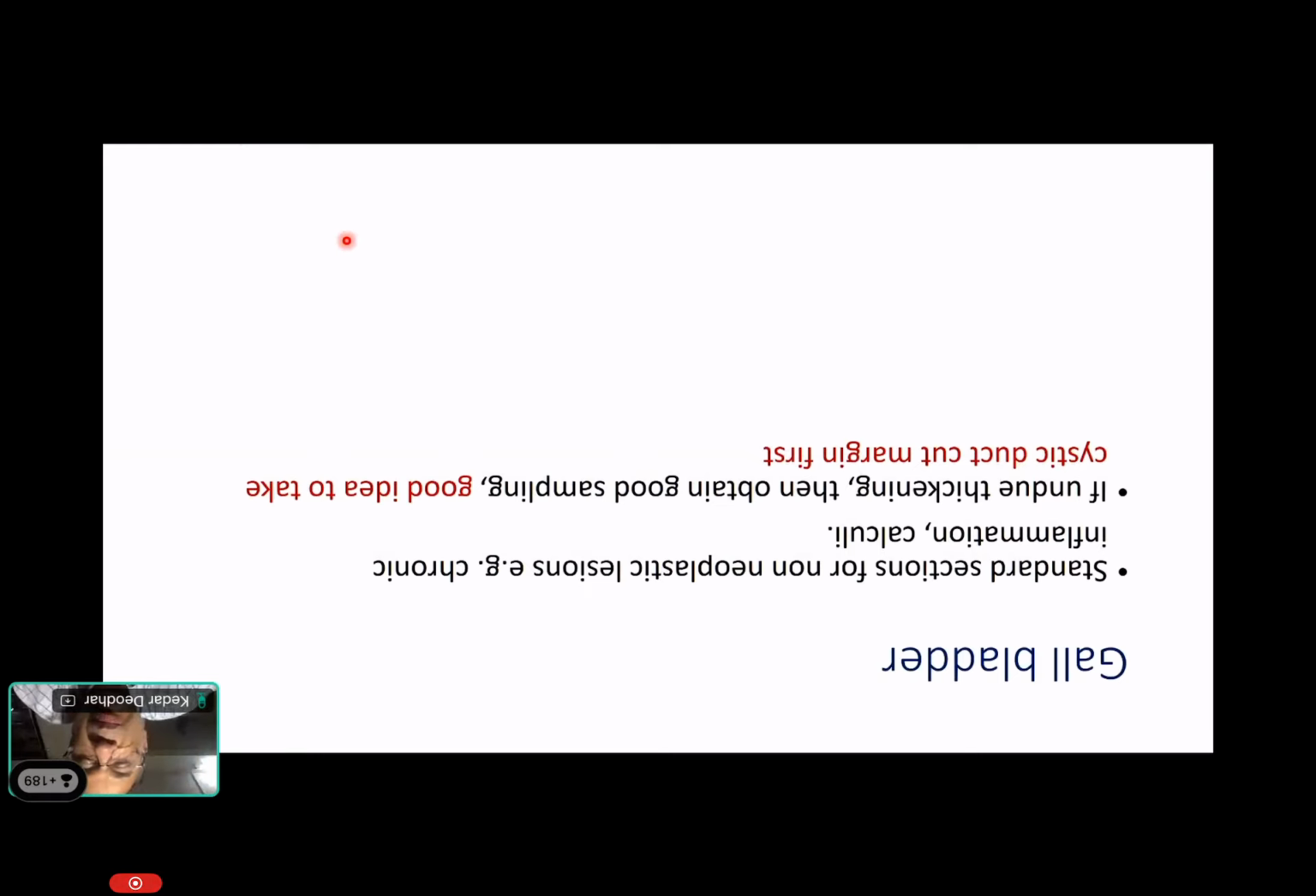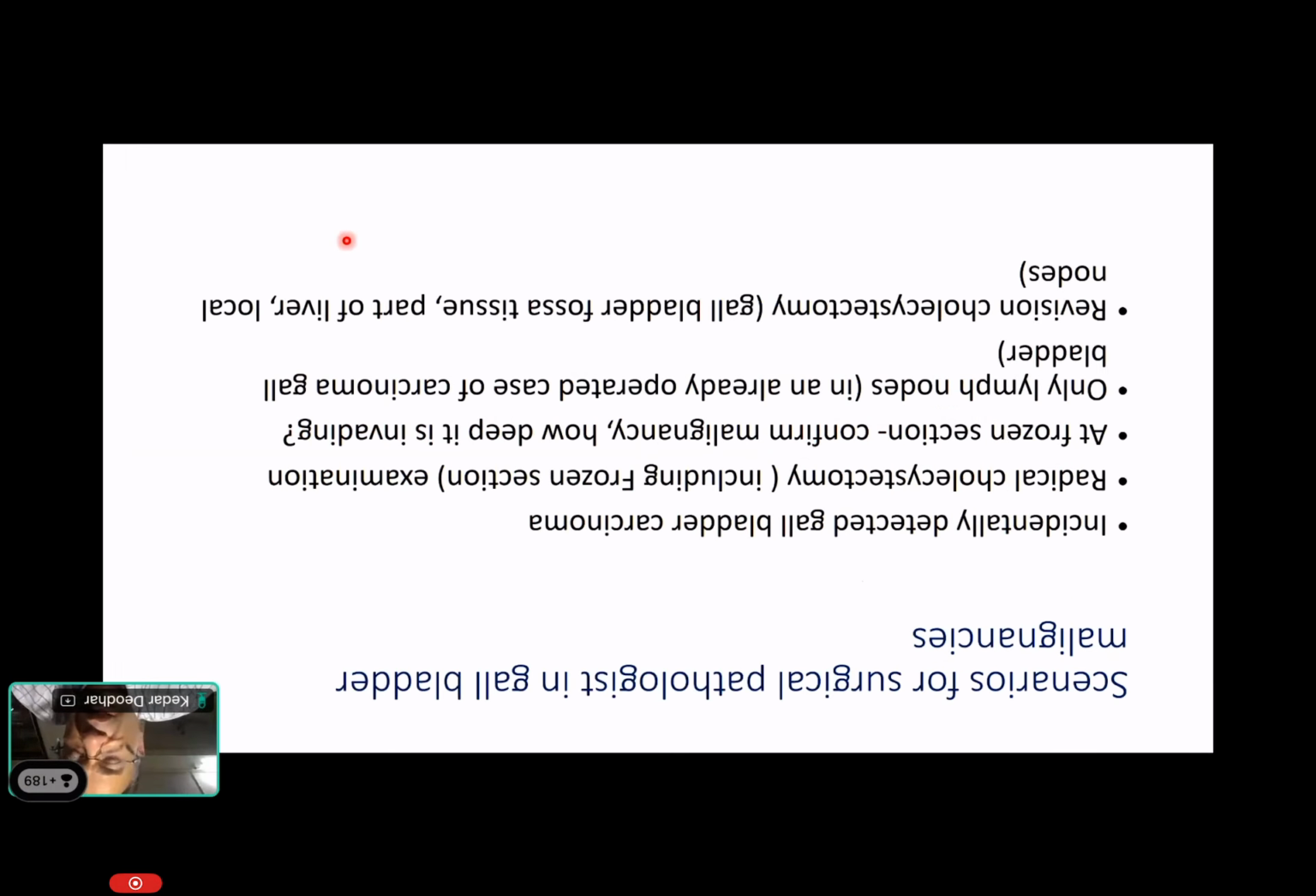If there is undue thickening, then please obtain more sampling, which is a good area to take the cystic duct margin in the first instance. If you incidentally detect any cancer, it is better to have the cystic duct margin blocked first, so that there is no chance of tumor carryover in the cystic duct margin area.